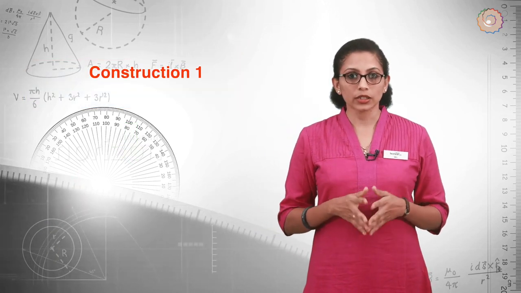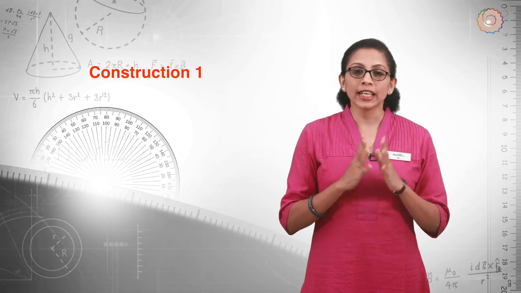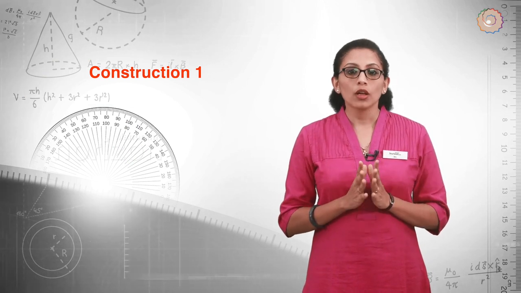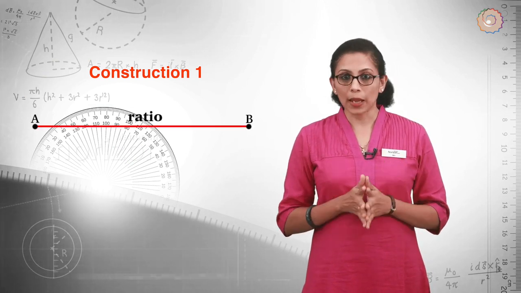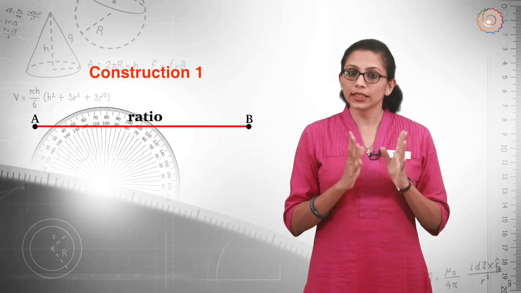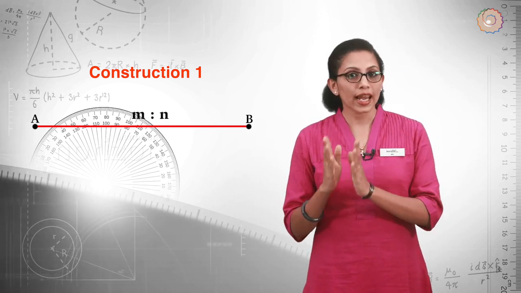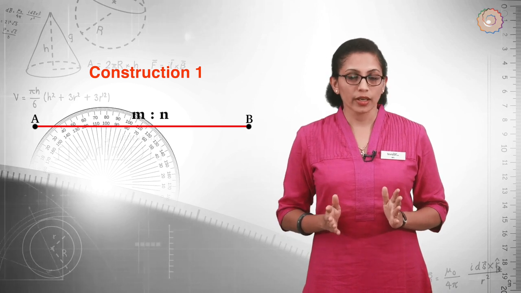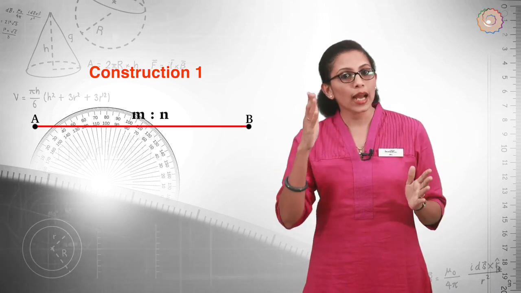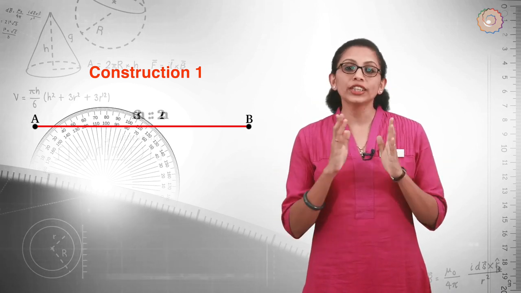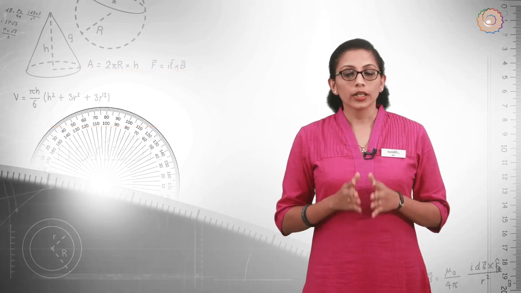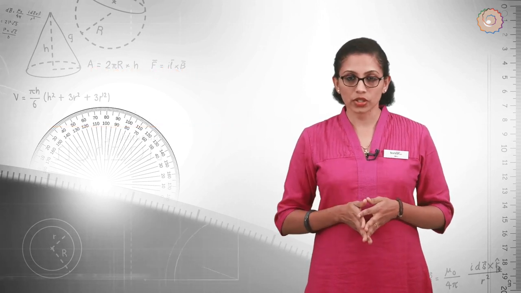Construction 1. Statement: to divide a line segment in a given ratio. Given a line segment AB, we want to divide it in the ratio m:n, where m and n are positive integers. Here, let us divide the line segment AB in the ratio 3:2. Now, let's move on to the steps of construction.